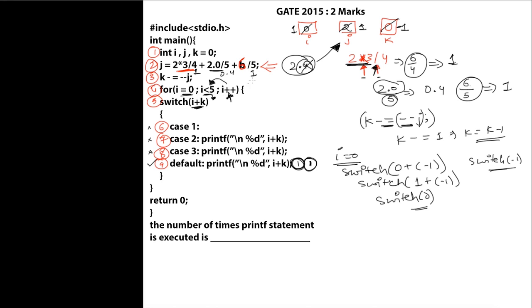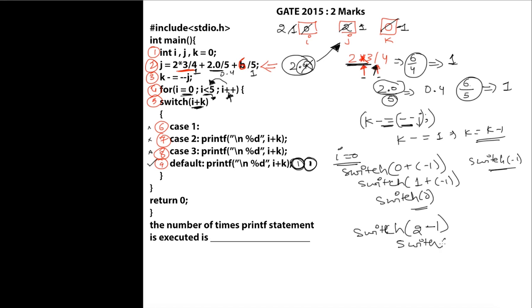Now we'll go to this for loop, and in this for loop the value of I will be incremented. So the value of I will become 2, and when the value of I becomes 2, we'll check the condition. Yes, 2 is less than 5, therefore we'll again come to this switch statement, which will become switch I plus k, and the value of I is 2 and the value of k is -1, so it will become switch 1, right?